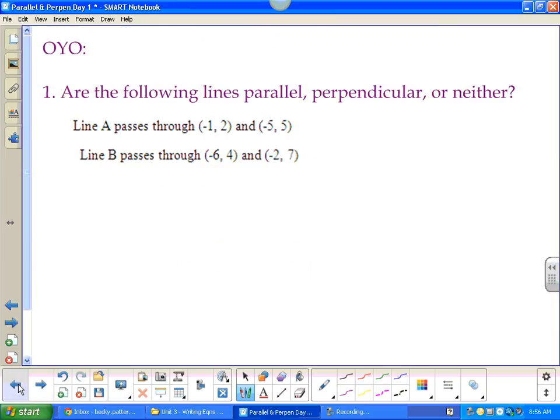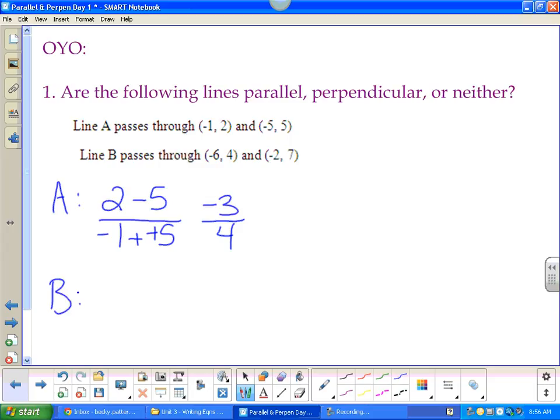Okay, so we'll do the on your own. Are the following lines parallel, perpendicular, or neither? Okay, so let's try one more of these. Y minus y over x minus x. So that one's -3/4. Y minus y over x minus x. Negative over negative is a positive.